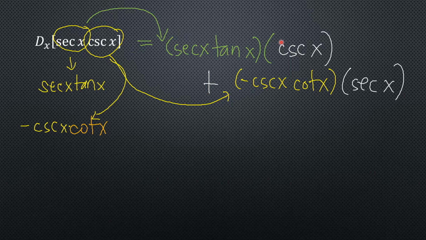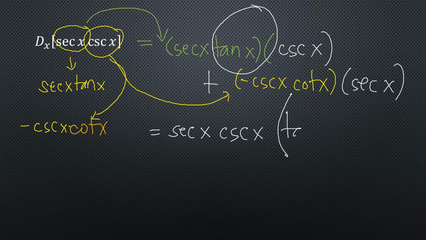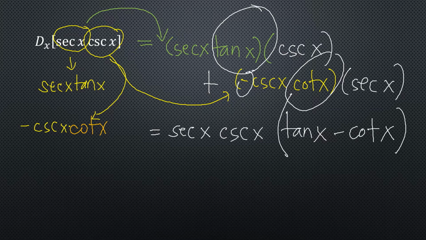Now, you can observe here that these two terms have the same factors, secant x and cosecant x. Pareho silang may cosecant x and secant x. So, ang gagawin natin, ilalabas natin yan. So, we now have secant x, cosecant x, times. So, ang naiwan sa first term is tangent x. At ang naiwan sa second term is negative cotangent x. So, minus cotangent x. So, this will be your answer.